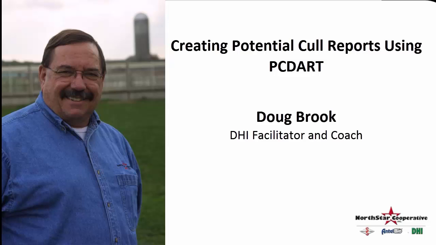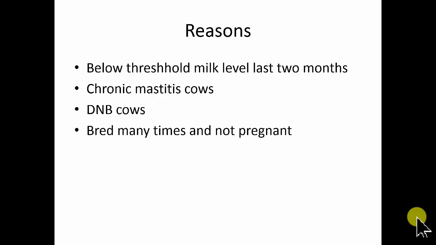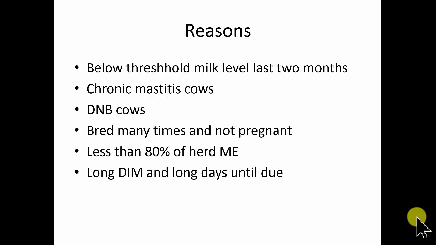Today we will be discussing creating a user report in PCDART to look at our potential cull cows. We will go to looking at below threshold milk level for the last 2 months, whatever that is determined for the farm that we are working with. We're going to be looking at chronic mastitis cows, do not breed cows, cows that have been bred many times and not diagnosed pregnant, cows that are less than 80% of the herd's mature equivalent for energy-corrected milk, cows that have long days in milk and a lot of days until due to calve.